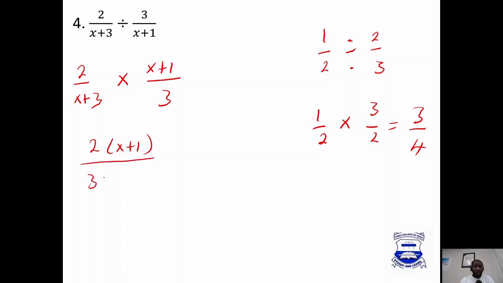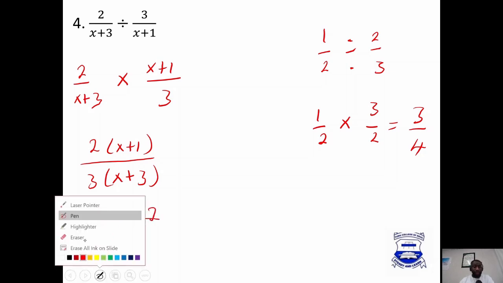And then we have 3(x + 3). Right? So we just use the distributive property. 2 multiplied by x is going to give me 2x. And 2 multiplied by 1 is going to give me 2.